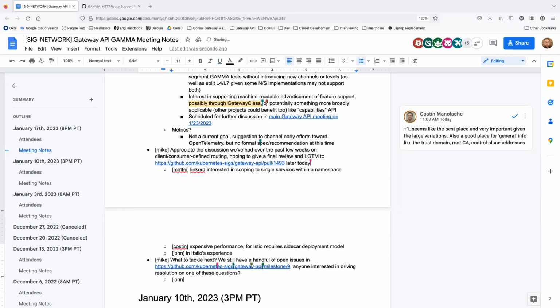And I would add continuing the discussion on egress, MTLS, and authorization, because we already started and it's probably very useful. MTLS and authorization.